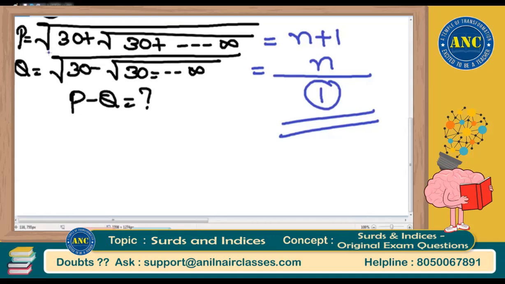In fact this is an original examination question, maybe with a change in numerical values. I don't remember the exact number which was given in the question, but this kind of question was given in the examination. N plus 1 and n difference is 1 directly. I hope the idea is clear.